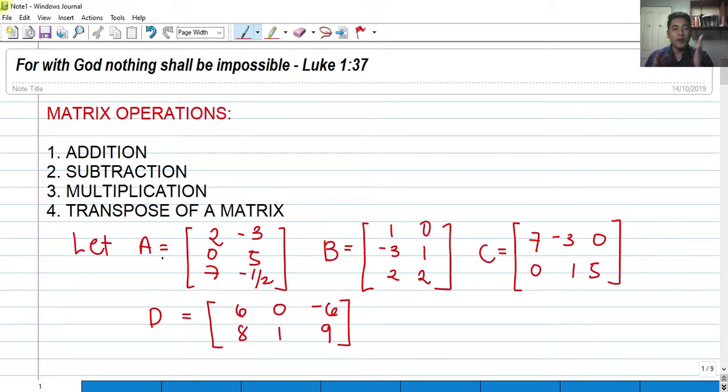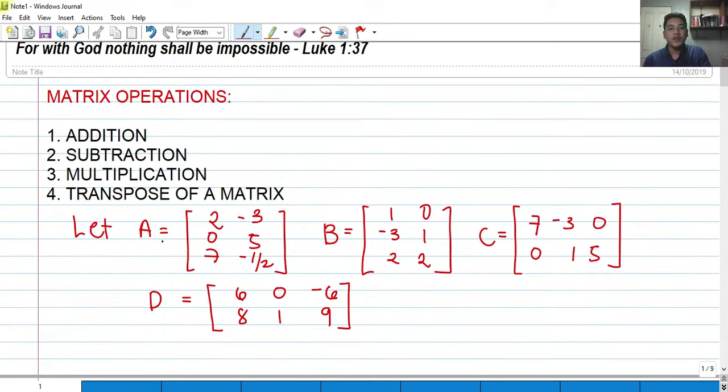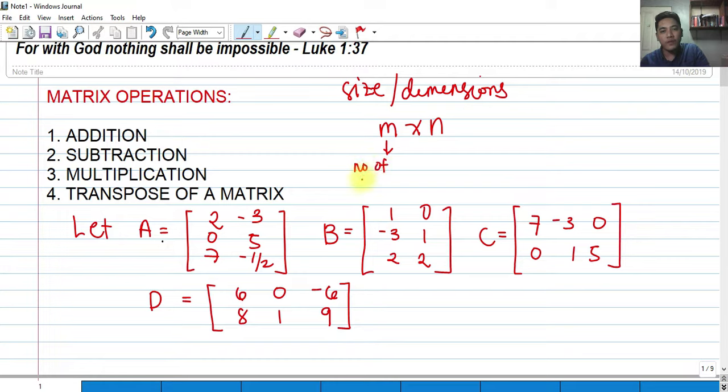And today we're going to talk about matrix operations. More specifically, addition, subtraction, multiplication, and transpose of a matrix. So before we do some operations involving matrices, let's first recall that a matrix has a size or dimensions, wherein its size or dimension is indicated by m by n, where m is the number of rows and n is the number of columns.